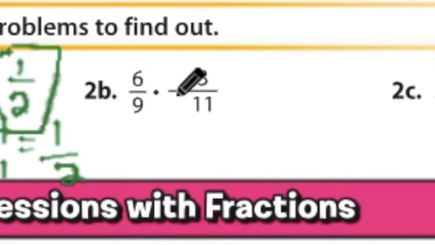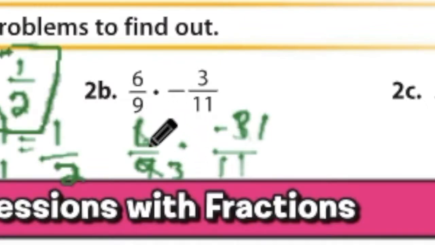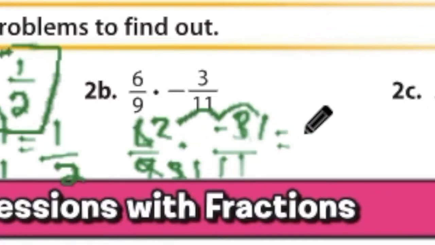For 2b, we have a -3/11. So if I rewrite that as 6/9 times -3/11, 3 goes into 3 once, 3 goes into 9 3 times, 3 goes into 3 one time, and 3 goes into 6 twice. I'm left with 2 times -1 in the numerator, which is -2, and in the denominator I have 1 times 11, which is 11.